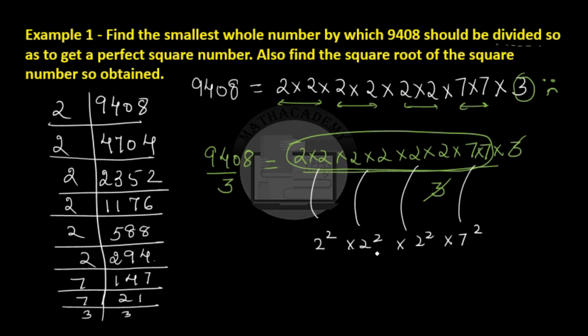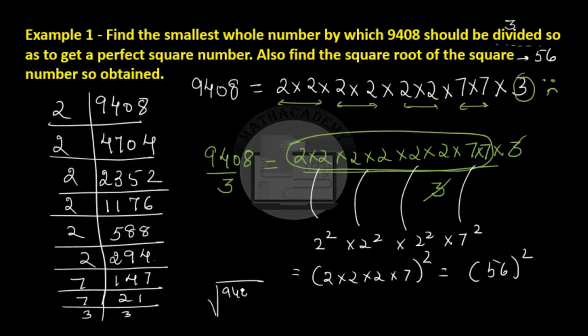Okay, so this is the number which is a square number, and it is the square of which number? Which is 56 square. Correct? So find the smallest whole number by which 9408 should be divided. 9408 should be divided by 3 to get a perfect square number, and the square root of that perfect square number is nothing but 56. The square root of 9408 divided by 3, which is a perfect square number, is nothing but 56.